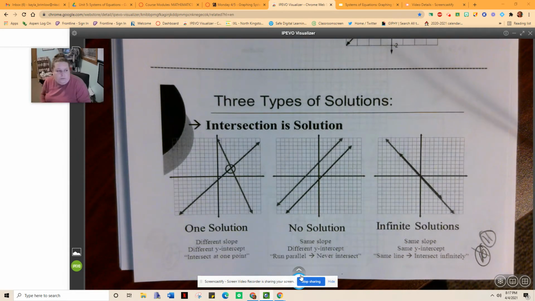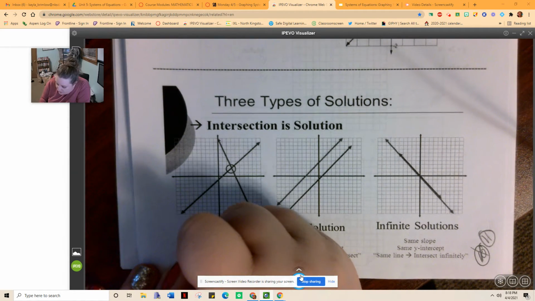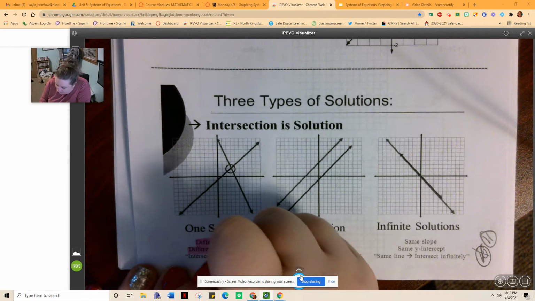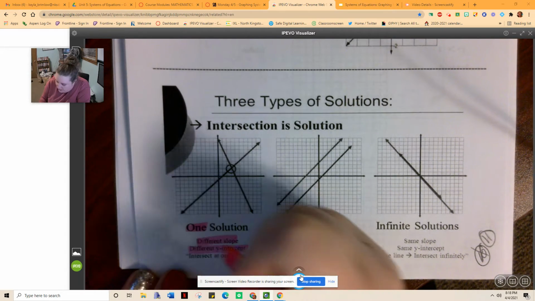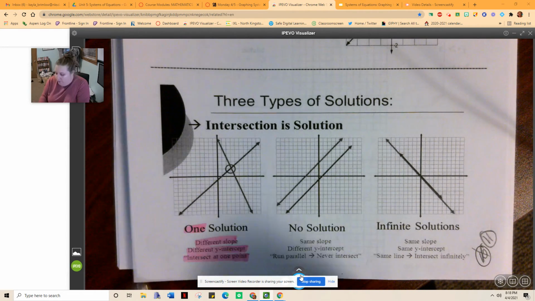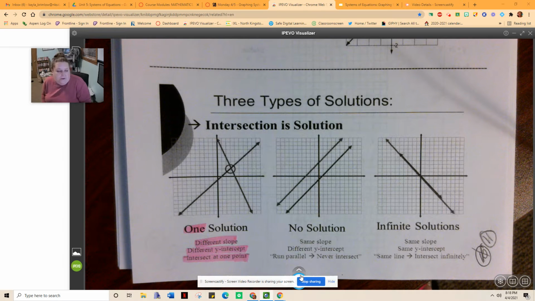Through our investigations, we found that we have three different types of solutions. I'm going to use a highlighter; you could just box it if you wanted to. If it's one solution, it's going to have a different slope and a different y-intercept, and they're going to intersect at one point. So with one solution, everything in the equation is going to look different.